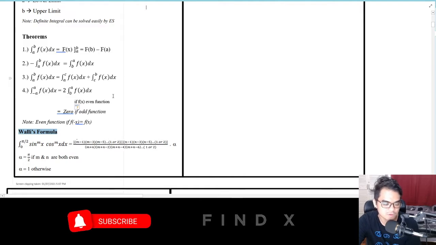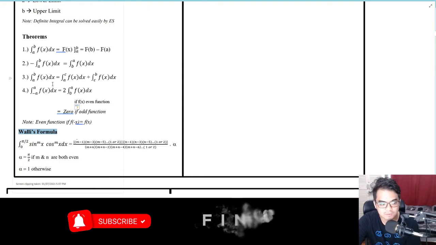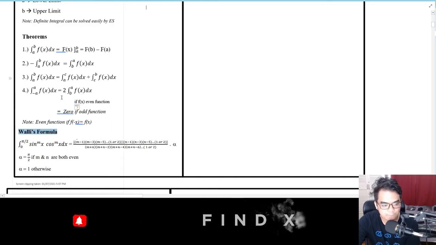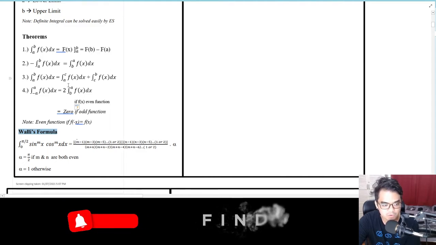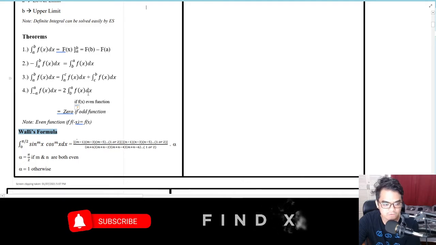For number 4, this is actually a very useful one. So this is integral of negative a to a f of x dx. So for example, the limits are from negative 1 to 1 or negative 2 to 2, negative 3 to 3. Okay? Something like that. It will be equal to 2 times integral of 0 to a. So as you can see, the lower limit negative a became 0, provided that you will have here 2 on the outside, f of x dx. Provided again that the function is an even function. And then if the function is an odd function, then it will just become equal to 0.